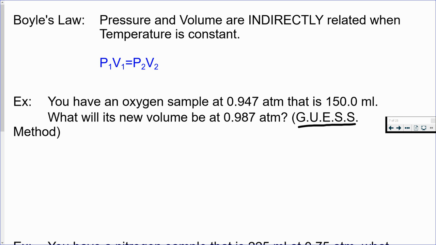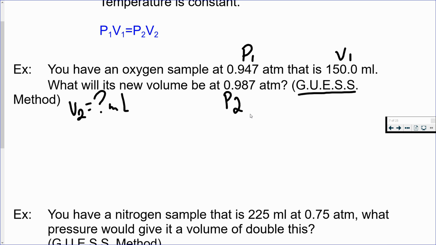So P1 is right here, V1 is right here, and then we have P2. We're solving for V2. So V2 would be our unknown, and it's going to be in milliliters, the same unit that I had on V1. So we're going to use P1V1 = P2V2, and we're going to solve for V2, so we're going to divide by P2.